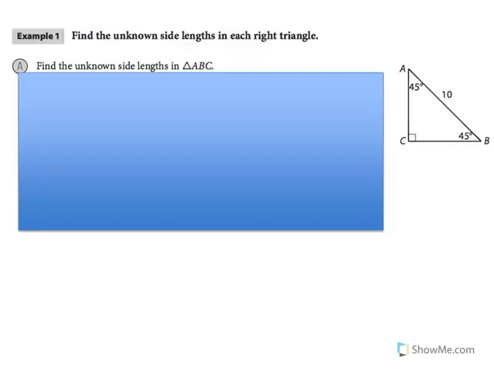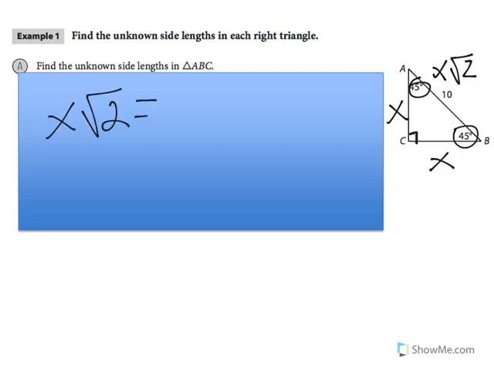Okay, so then let's go through these. Find the unknown side lengths in each right triangle. In triangle ABC, we're given that this is a 45-45-90 degree right triangle. So this is x, and this is x square root of 2. So we can say that x square root 2 is equal to 10. So to solve for x, that means x is equal to 10 divided by square root 2. Oops, my mistake.